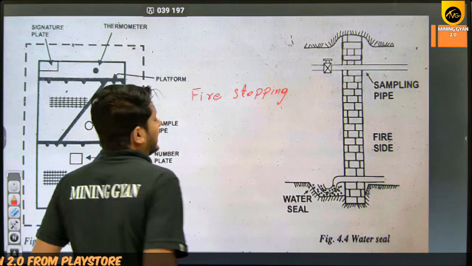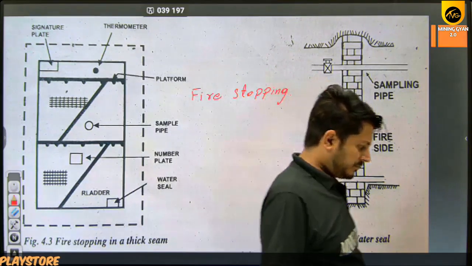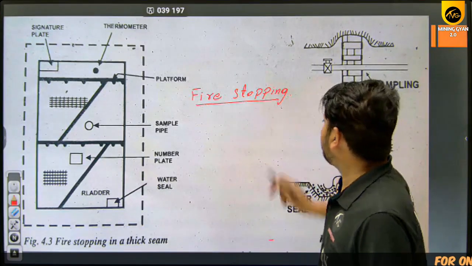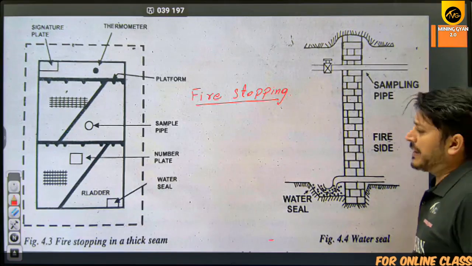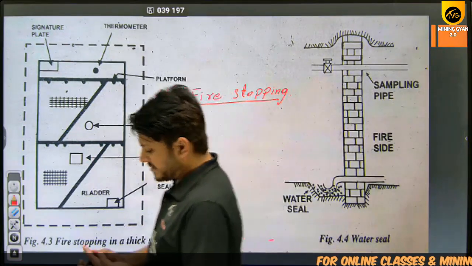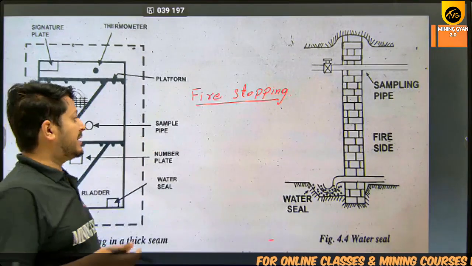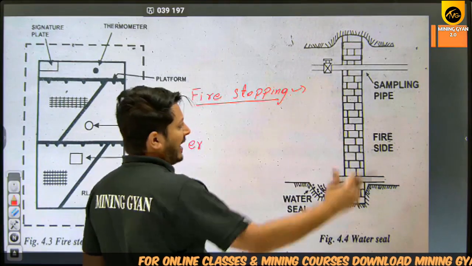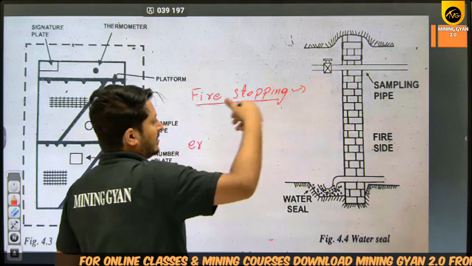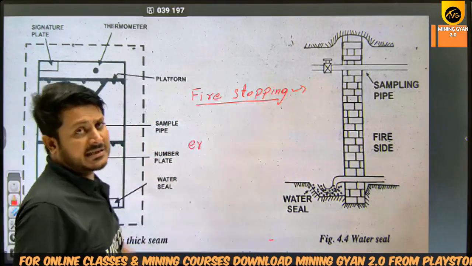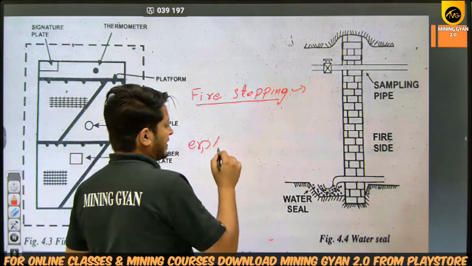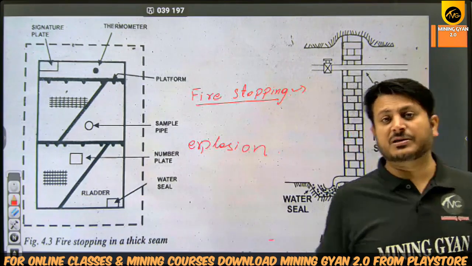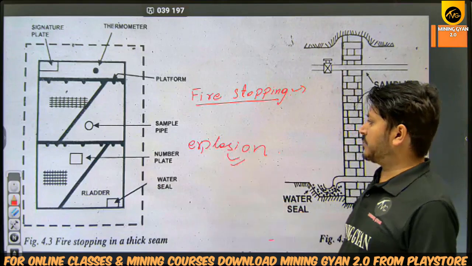In fire stopping, the area behind the stopping has caught fire, or the fire has occurred. But an explosion proof stopping does not have to resist any type of high force that occurs due to an explosion. In the case of explosion proof stopping, it has to resist the explosion. That's why we are making the explosion proof stopping.